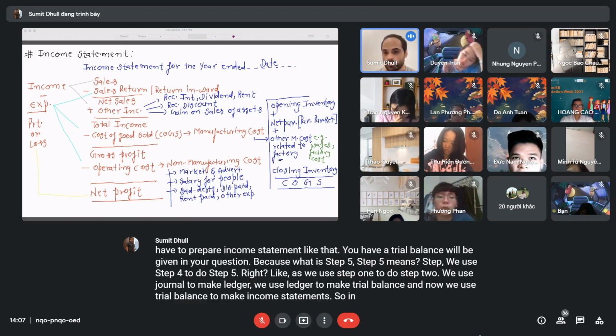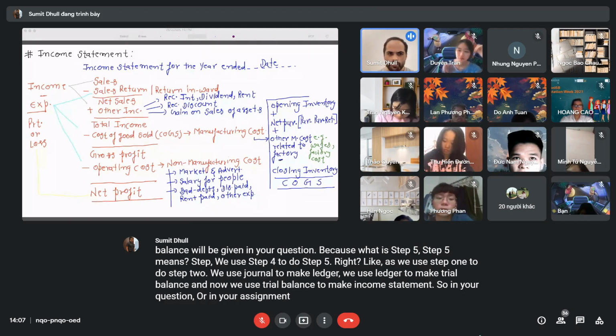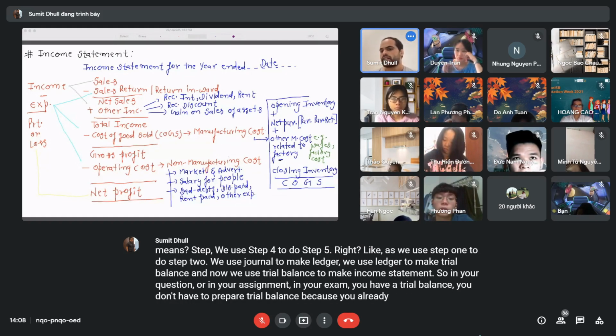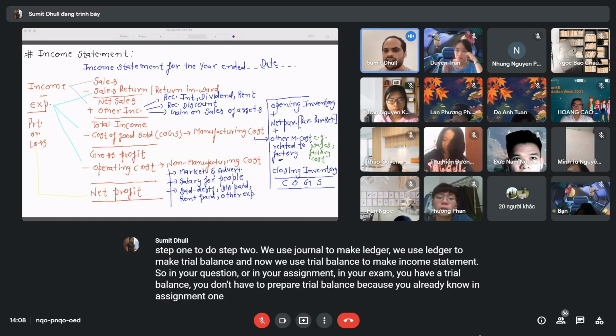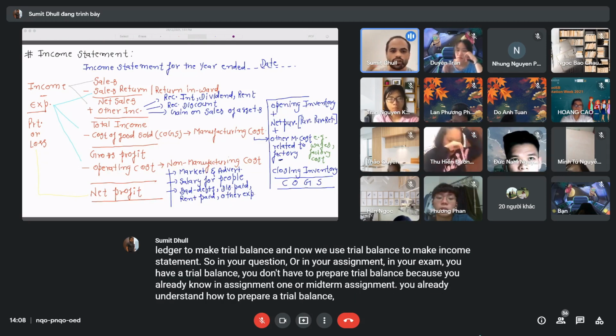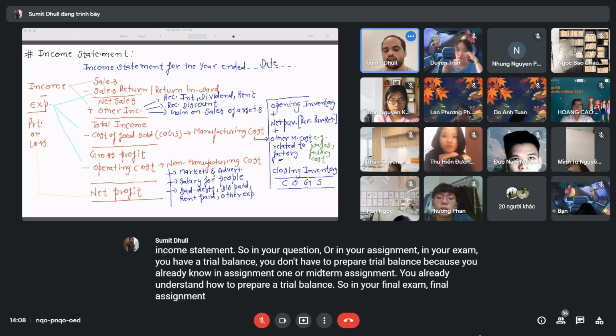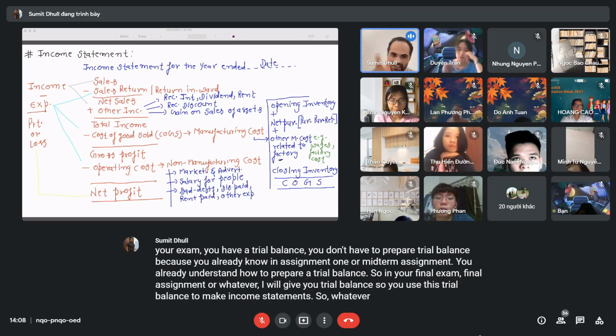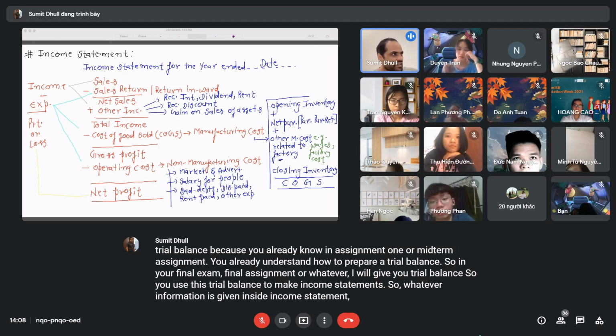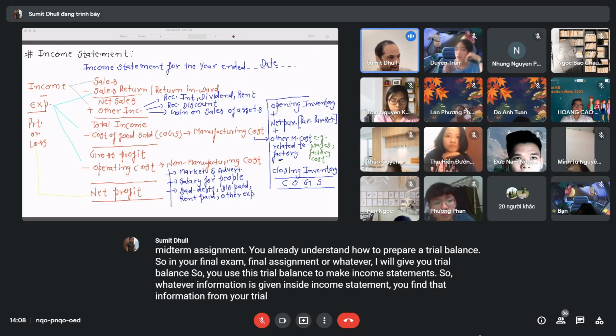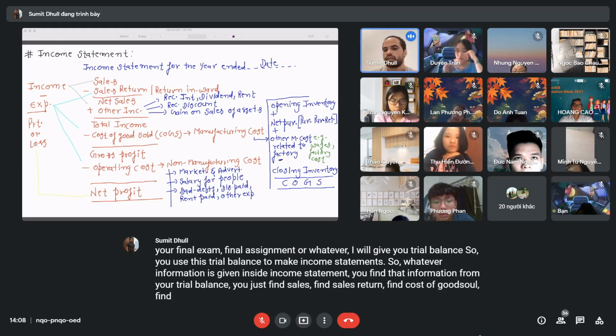So in your question, your assignment, your exam, you have a trial balance. You don't have to prepare the trial balance because you already understand, from assignment 1 or the midterm assignment, how to prepare it. So in your final exam or final assignment, I will give you the trial balance. So you use this trial balance to make the income statement. Whatever information is given inside the income statement, you find from your trial balance. You just find sales return, find cost of goods sold, find operating cost, and then you calculate net profit.